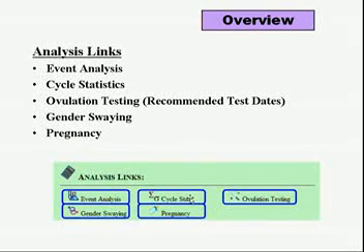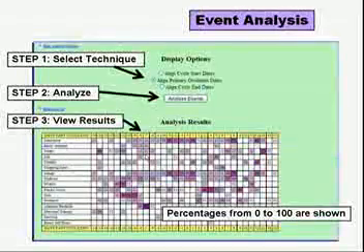We'll discuss 5 different types of analysis, and these are shown below and highlighted in blue. You could click on these page links to access each of these individual features. They include event analysis, cycle statistics, ovulation test recommendations, gender swaying, and pregnancy. First, we'll discuss event analysis.